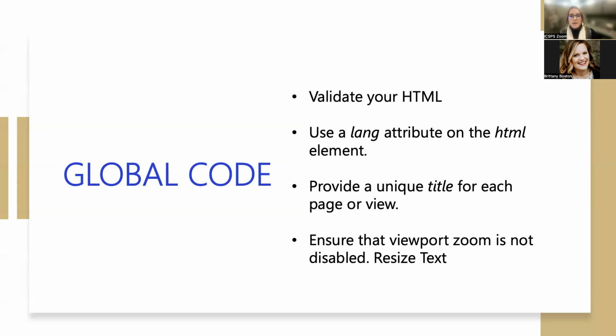The title element contained in the document's head element is where we want to provide a unique title for each page or view. This is often the first piece of information that assistive technology for individuals with disabilities reads, right? So this helps tell people what page or view they are going to start navigating. So we want to be very descriptive in this.